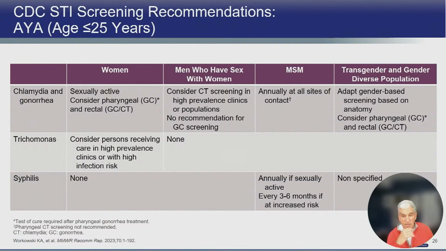The current screening recommendations are that for chlamydia and gonorrhea, all sexually active women should consider a pharyngeal and rectal GC-CT and pharyngeal GC. For men who have sex with women, consider chlamydia screening in high prevalence populations. For MSM, annually at all sites of contact. And for transgender or gender diverse populations, extensive screening as well. For trichomonas in women, consider this in high prevalence areas or high risk of infection. This is not to be done for men for the most part. Syphilis is not done routinely in women or men who have sex with women, but more in the MSM population.